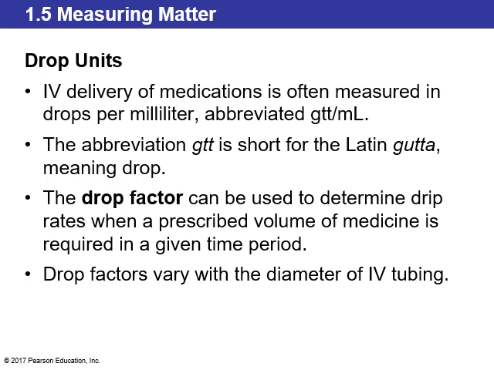And we can use a drop factor to determine the drip rate, or what drip rate is necessary when we want to give a prescribed volume of medicine over a given time period. So that can change depending on the diameter of IV tubing that we have in. Smaller diameter IV tubing might give smaller volumes of drops, so you'll have a different drop factor there. And we'll try to do a couple of problems along those lines when we do our conversion factor problem solving in our in-class sessions.